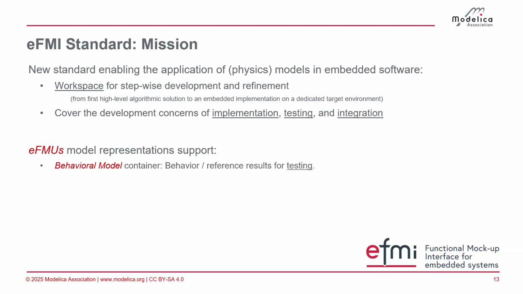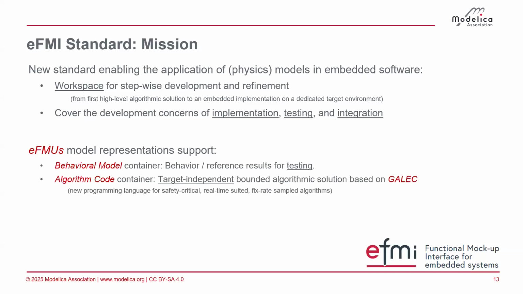And in the eFMU, you have this in terms of different model representations. So one thing is, for example, we have a behavior model container that is about reference results. So you give reference trajectories, and this is what you expect the thing to do. That can be used then for software-in-the-loop testing, for hardware-in-the-loop testing on all kinds of levels. So typically in your simulation environment, with your offline simulation, you could define such reference results and add it to the eFMU. Then we have the algorithm code container.